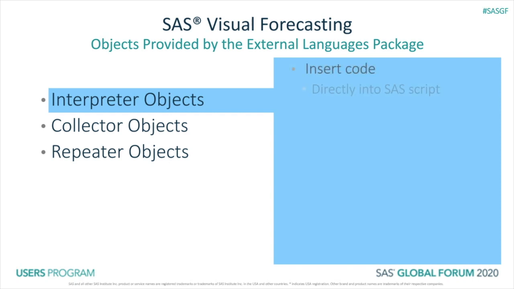So the first thing you can do with these objects is insert code, and we provide three ways of inserting code. One is directly into the SAS script, so basically you just create a string there with the Python or R code you want to run. If you have a very long piece of code, that's obviously not going to be as convenient, so you can also load the code from a file, provided it's a file that's accessible to all of the worker nodes. And you can also load code from a cast table.